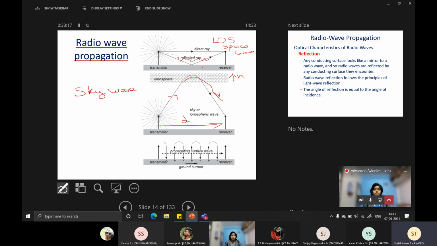Sandhita, why will there be a restriction on the distance in the space wave? Because of the curvature of the Earth. Yeah, because of the curvature of the Earth. Good. If you have an antenna here and you are transmitting, and you have a receiver here, you will not be able to receive it. So LOS has that restriction.